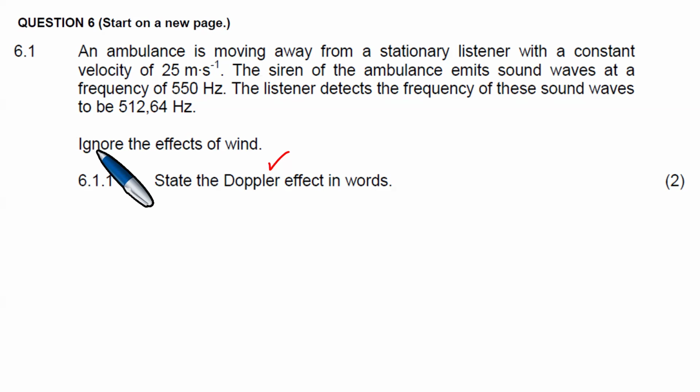Now the siren of the ambulance emits sound waves at a frequency of 550 hertz. The listener detects the frequency of these sound waves to be 512.64 hertz. Ignore the effect of wind. State the Doppler effect in words. Now let us look at this very carefully. What does Doppler effect mean? Let us state the Doppler effect in words.